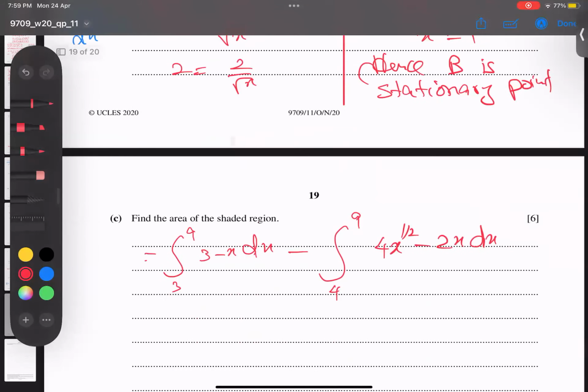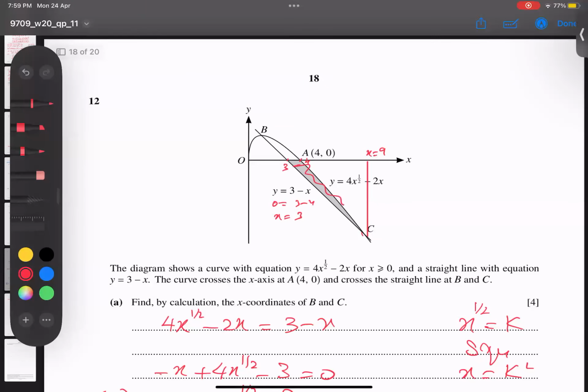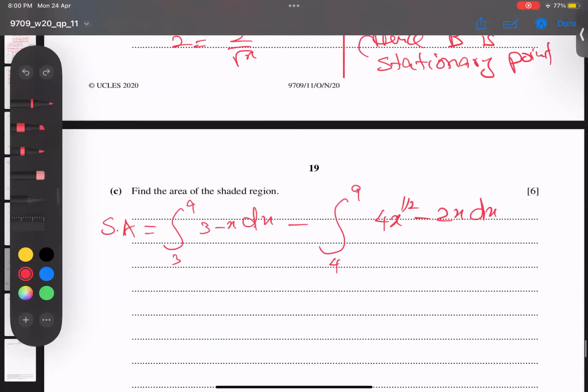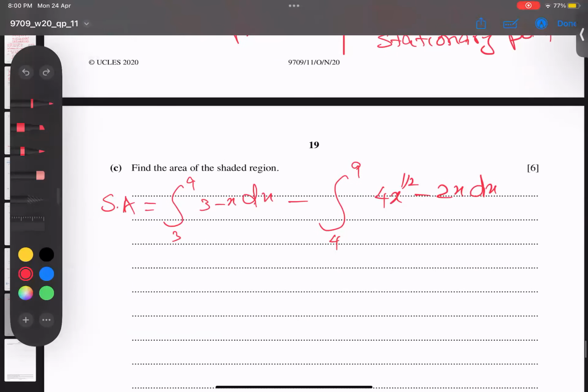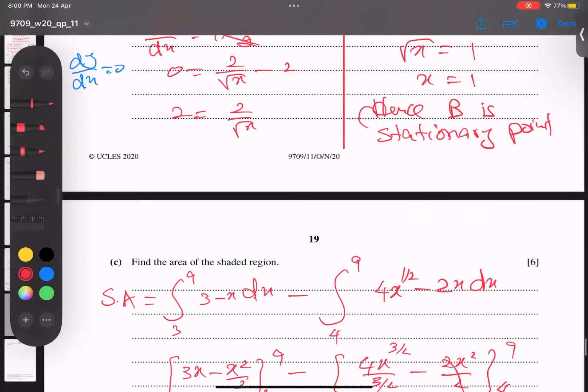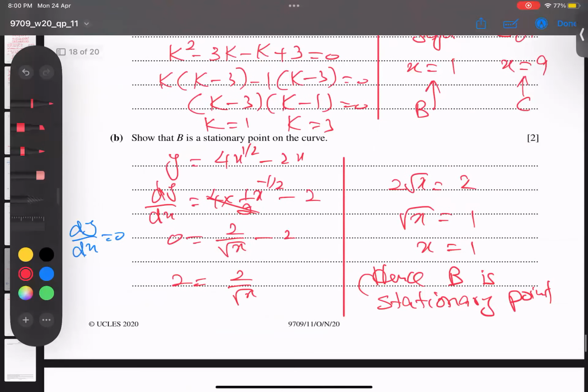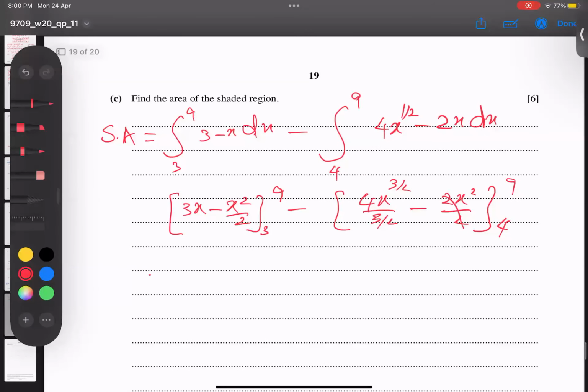It will give us the shaded area, but it will come in negative. Why? Because this full area is below the x-axis. At the end, I will eliminate the minus sign. So let's integrate: 3 becomes 3x, x becomes x squared over 2. I think this is a very clear approach. What about this? Increase the power by 1, so 3 by 2 and 3 by 2. This 2 cancels out, 4 to 9. Okay, let me recheck. Correct. Now I'm going to plug in the values.